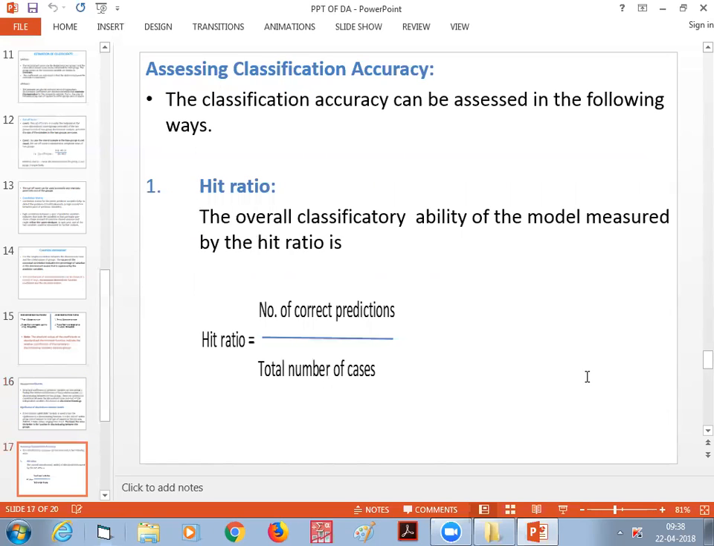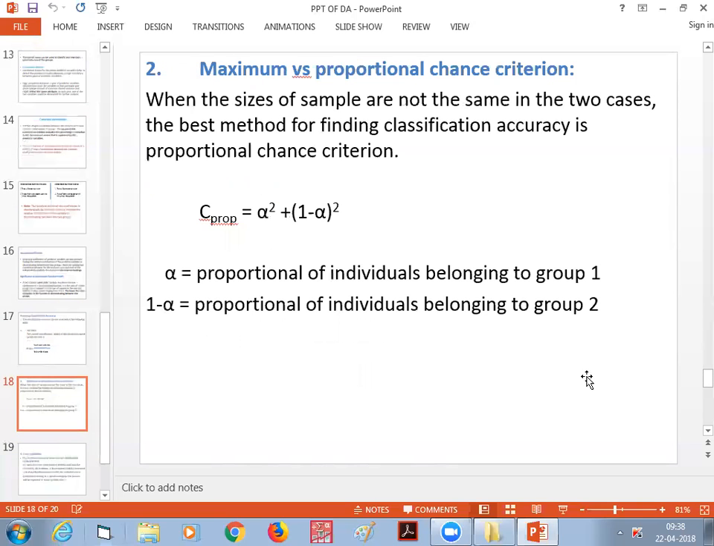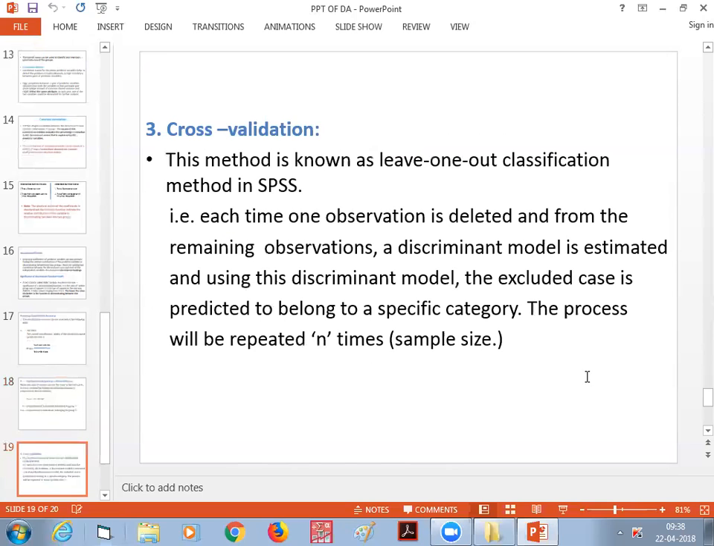Now, what percentage of accuracy do you have? How much will your model be able to classify? Will it classify 100% or not? You can check by two methods. One is the hit ratio method. The second one is the maximum versus proportional chance criterion.